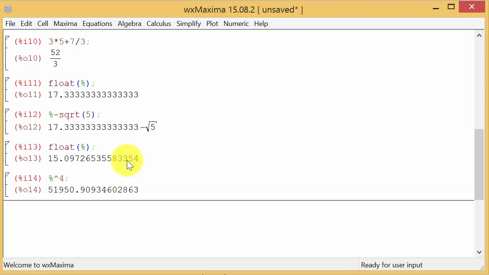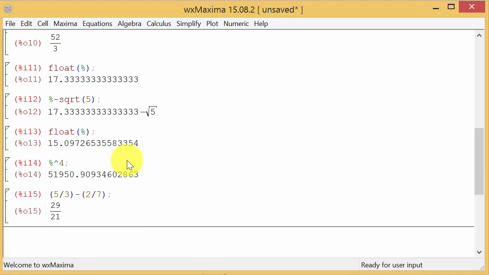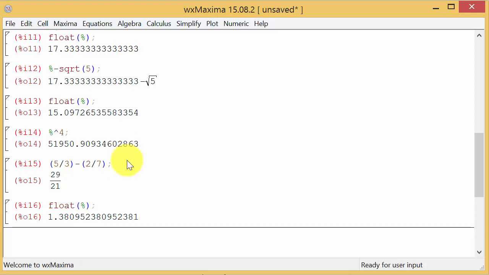We can also add and subtract fractions. The next problem was 5 over 3. Once you type that in parentheses, move the cursor outside the parentheses so you can do minus and then 2 over 7. Hit enter, and once again that gives us a fraction, 29 over 21. Most of the time that's good enough, but if we wanted to convert it to decimal, what would we do? Float, and then recall the previous answer with the percent sign. Hit enter.